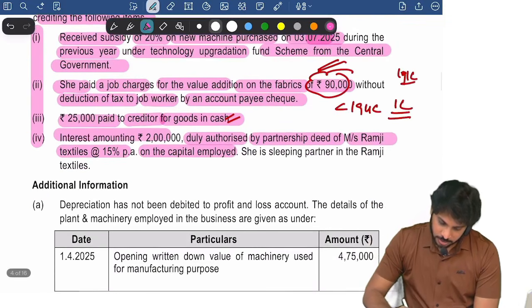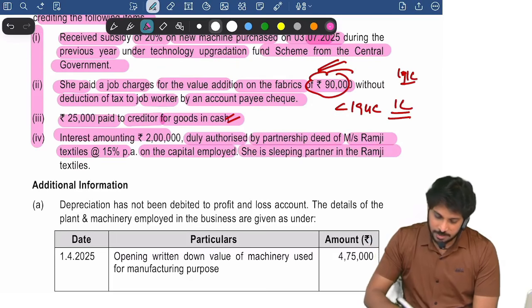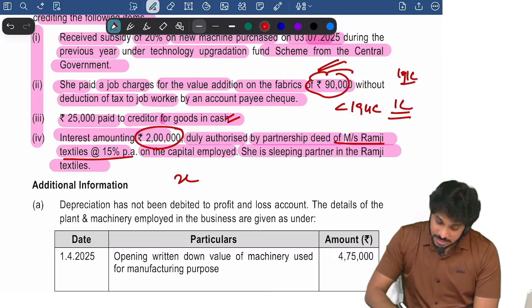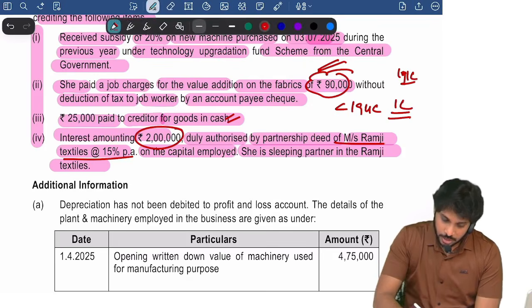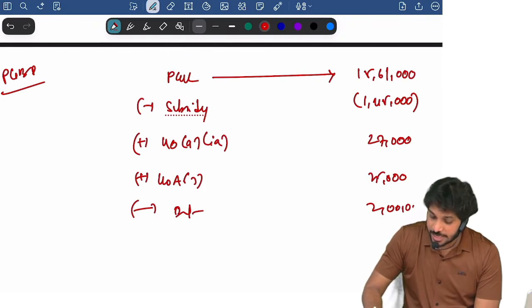She's a proprietor. Okay, interest income is credited to P&L. This is income. She's a sleeping partner in Ramji. Yes or no? How much interest income is credited here? Interest amounting to 2 lakhs. So look at that entire interest income for the proprietorship business. I need to compute it separately.